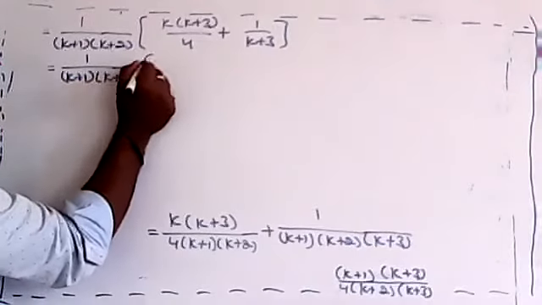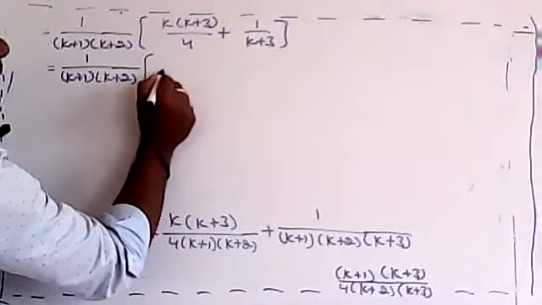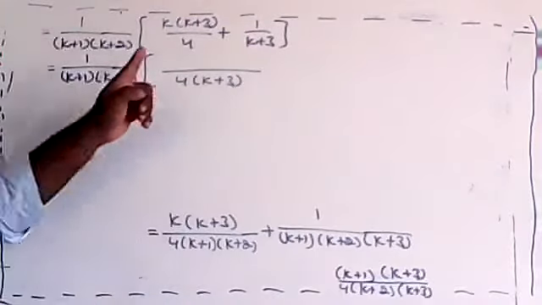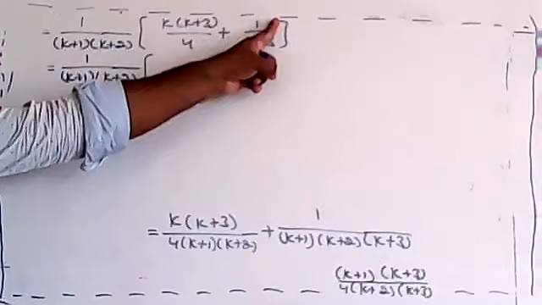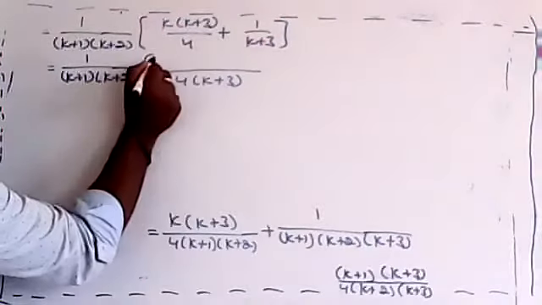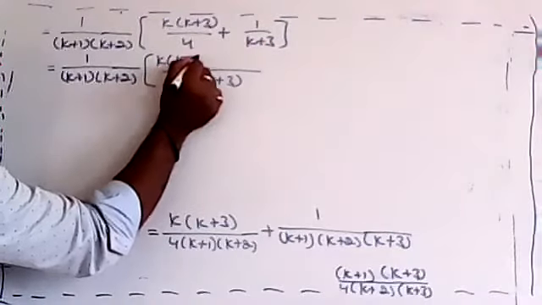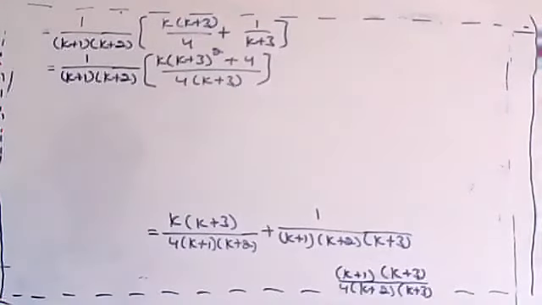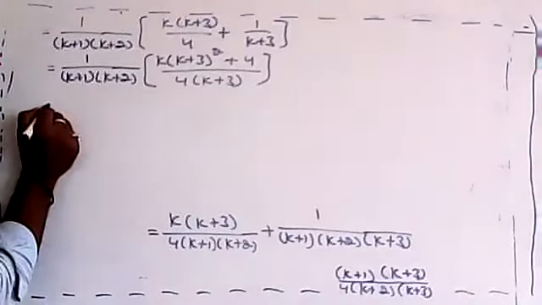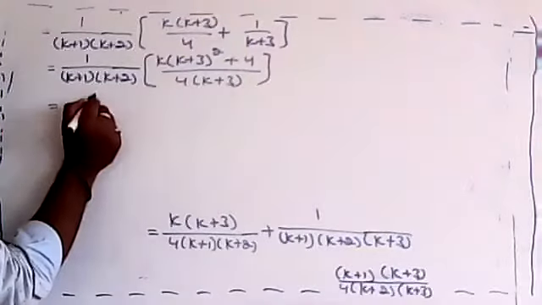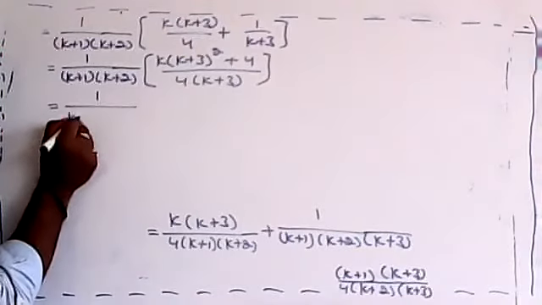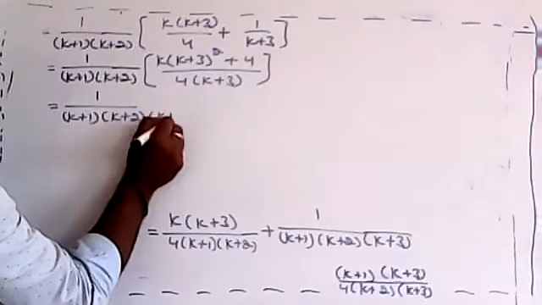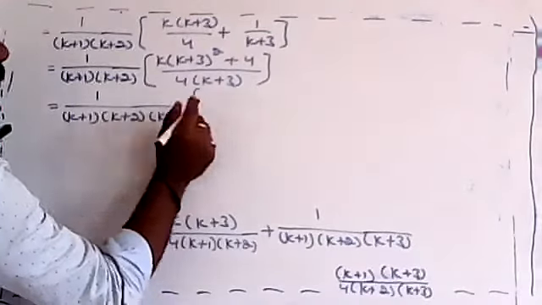If I take the LCM here, what is the LCM? 4 is the LCM, no? So what should be here? 4 times of k plus 3. Correct? 4 you have to multiply in this and k plus 3 on this side. So k into k plus 3 the whole square plus 4. Correct? Yes. Nice. So then I'll take this one outside. 1 by k plus 1 into k plus 2 into k plus 3. Correct? Now we solve this one.